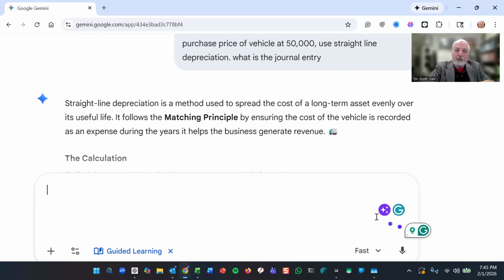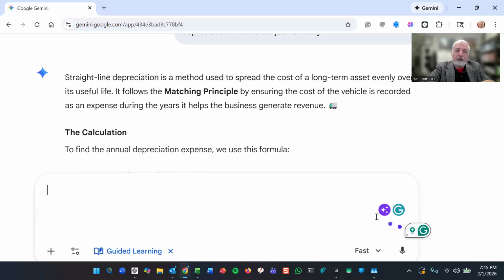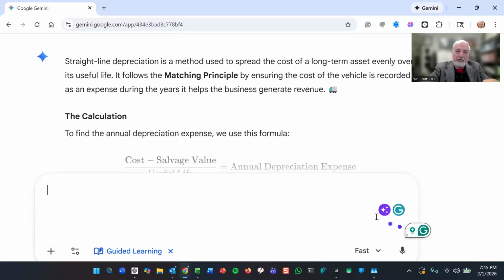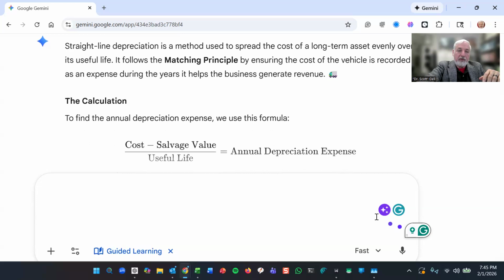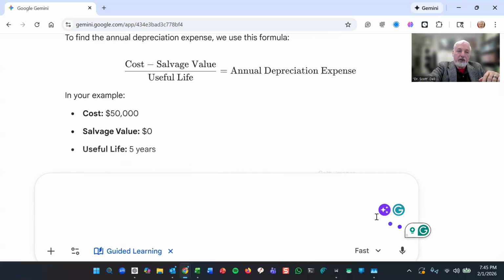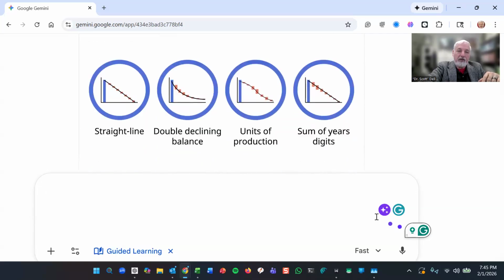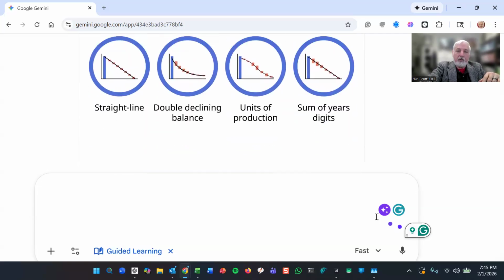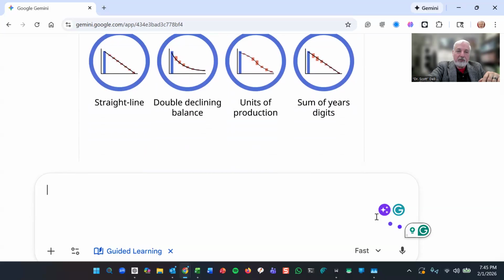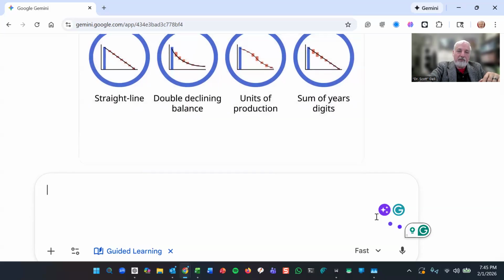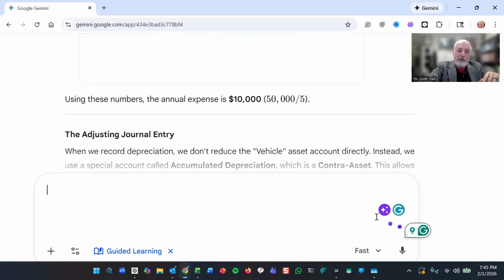Straight line depreciation method spreads the cost of the long-term asset evenly over its useful life. It follows the matching principle. Again, we're moving it from the asset, or the contra asset, accumulated depreciation, which will get credited, to depreciation expense. Cost minus salvage value over useful life. Cost 50,000, salvage value 0. A couple other methods, we'll talk more when we get into depreciation of fixed assets: double declining balance, accelerated.